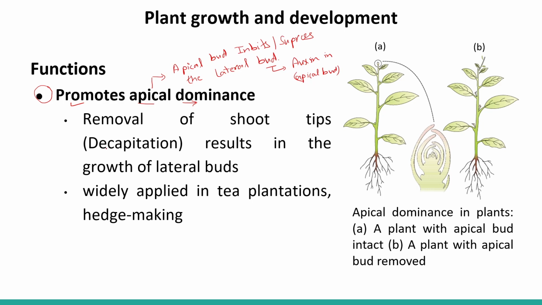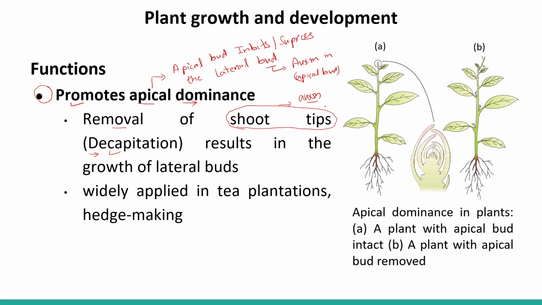Now another term is decapitation. What do we do in decapitation? There is a removal of the shoot tips. We remove the shoot tips, the growing region of the shoot, where auxins are produced. And what happens?